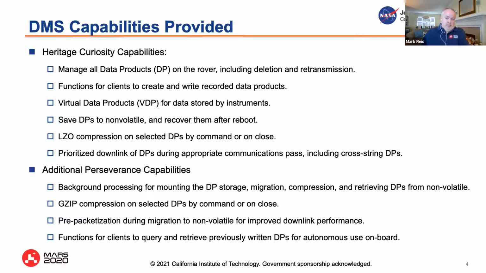The other area we're going to talk a good bit about today is the additional Perseverance capabilities. These are the background processing that was added, Gzip compression that was added, the pre-packetization, which we do during migration, and additional functions for clients to query and retrieve these previously written data products. Next chart.